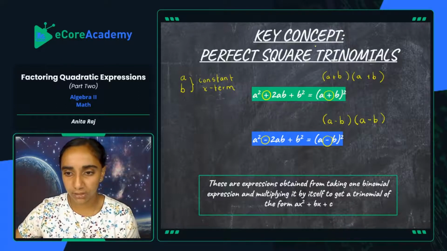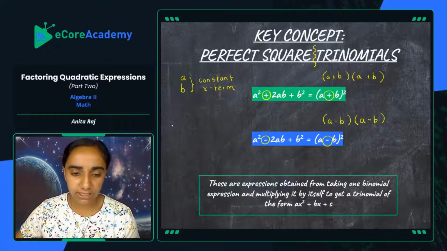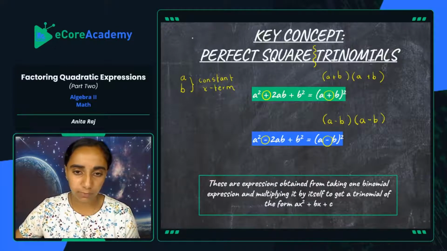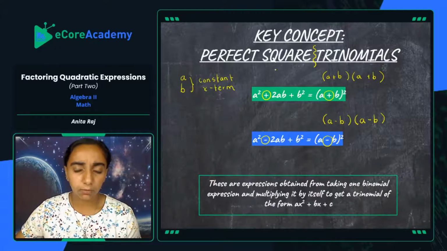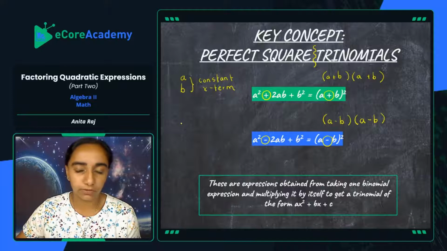I'm just going to draw a squiggly line through perfect square trinomials. So we have two parts: we have the perfect square part, and we have the trinomial part. So what does each part mean? Well, the perfect square part is a perfect square. So what is a perfect square? A perfect square is a number that when square rooted will give you an integer value.